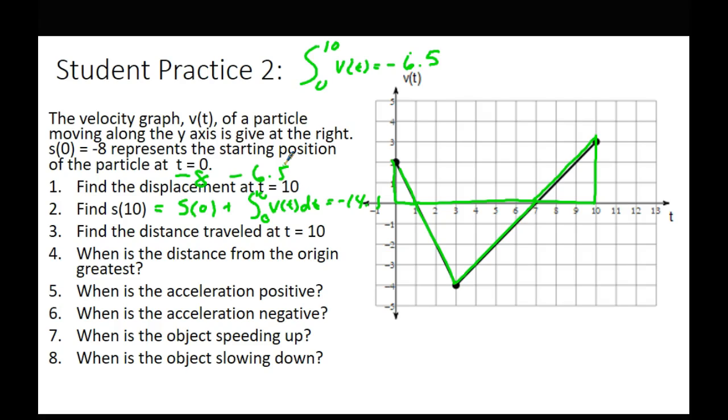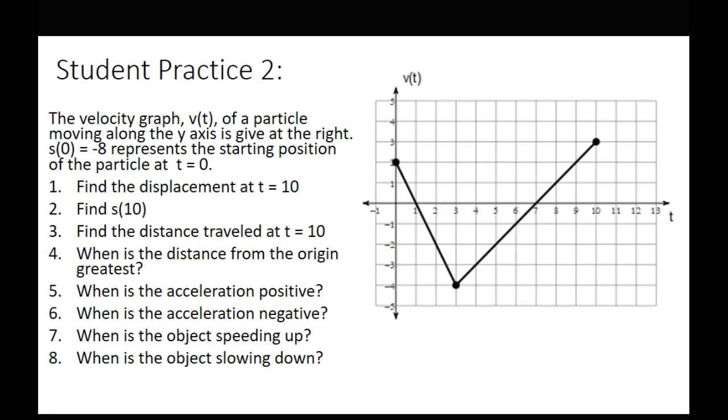All right, so Anthony, how do we do number 3? So we take the absolute value of the velocity function, right? So it's the same thing as number 1, but this time it's an absolute value. So we're looking for the area of this shape. It's not drawn right, but something like that.